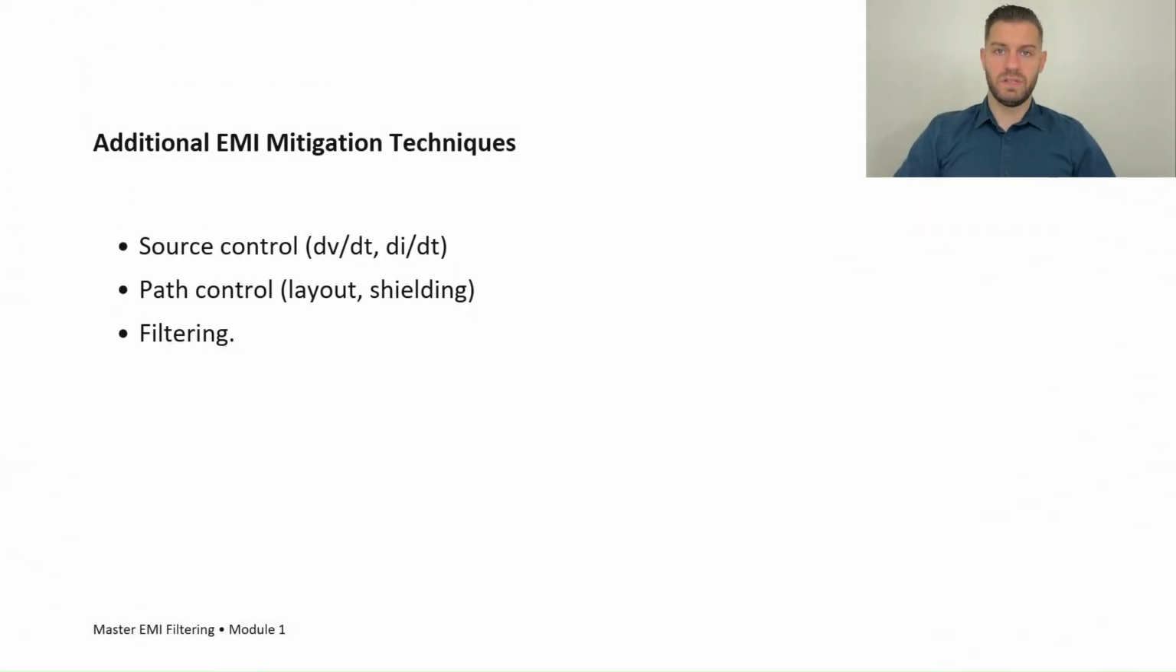So what are some EMI mitigation techniques? Ideally, we'd like to control EMI at the source. That is by controlling dV/dt and dI/dt, which, as we just learned, are the main sources of EMI. Unfortunately, though, that usually comes with a price, usually a performance price. So we can't always do that. Alternatively, we could do path control, which is designing the layout for EMI or EMC, or providing shielding, which would protect from radiated emissions. Ultimately, though, filtering is going to be the way to go because it's going to be the most effective method for eliminating EMI.